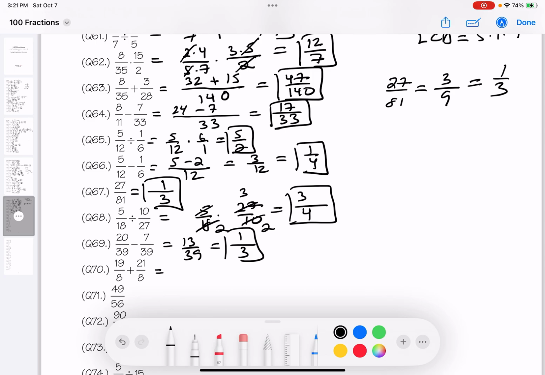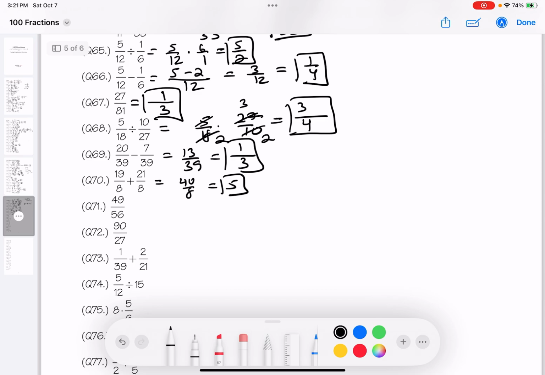Let's do this one over here. It's common denominator 8, so it's already there for me. And then I'm going to add 21 and 19, which is going to be 40. And 40 divided by 8 is just the number 5. All right, 49 over 56.